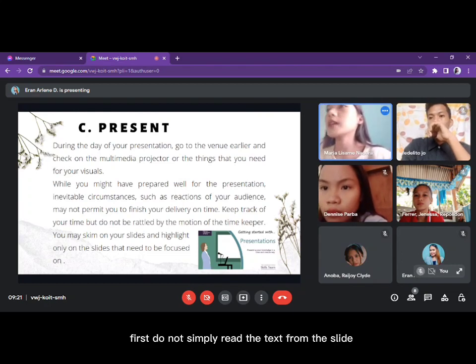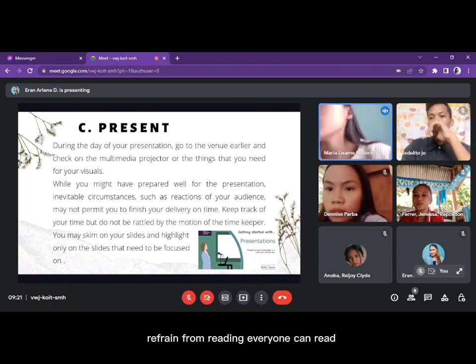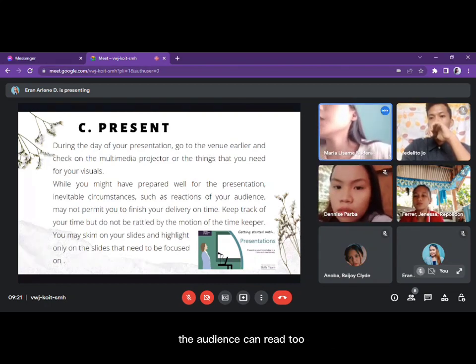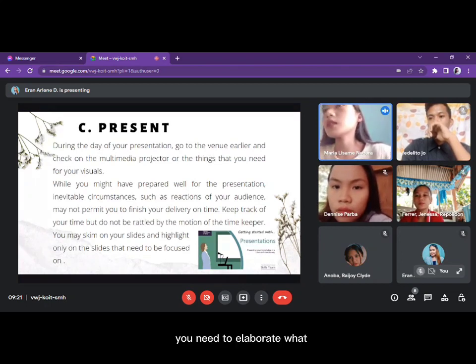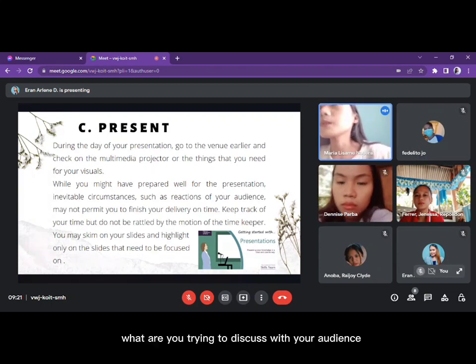First, do not simply read the text from the slide without any of your own words. Refrain from reading. Everyone can read. The audience can read too. If you are the presenter, you need to elaborate on what you are trying to convey to the audience. Let them know what you are trying to discuss with your audience.